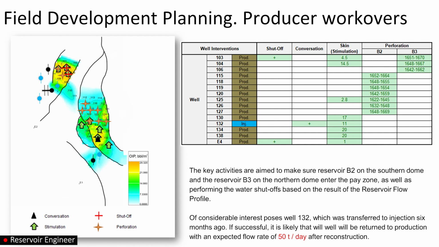Well 132 is also very promising. It was transferred to pressure support system 6 months ago. Up to this point, it had a flow rate of 50 tons per day with low water cut. I propose to return this well back to production. It is estimated that if we successfully transfer this well to production and no complications follow, it should return to the same production rate as it had before it was converted into an injector.